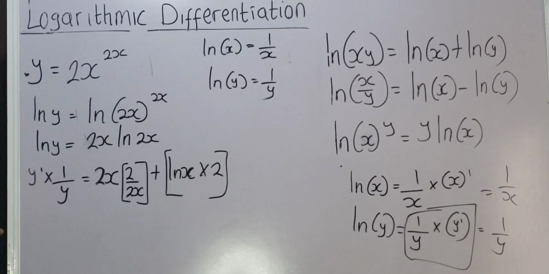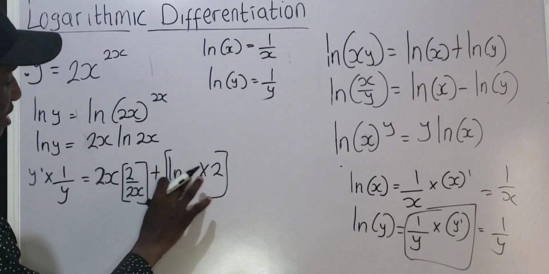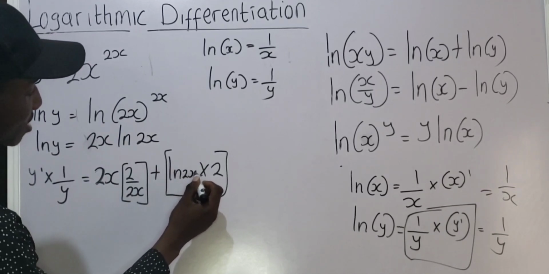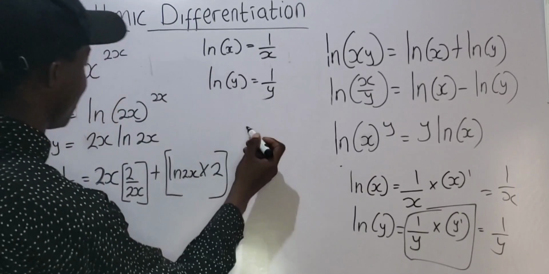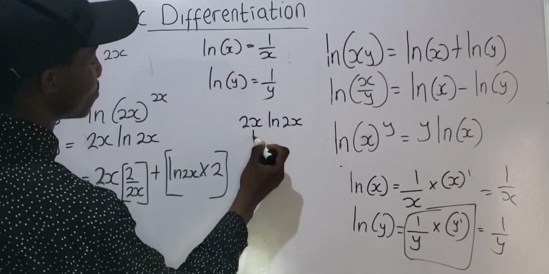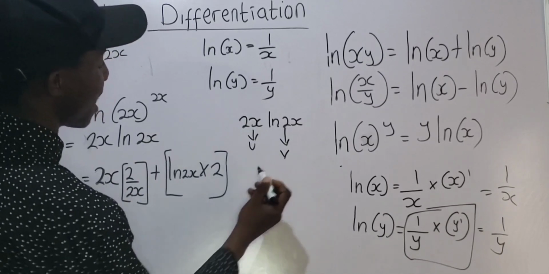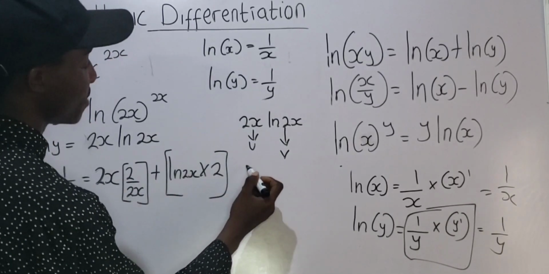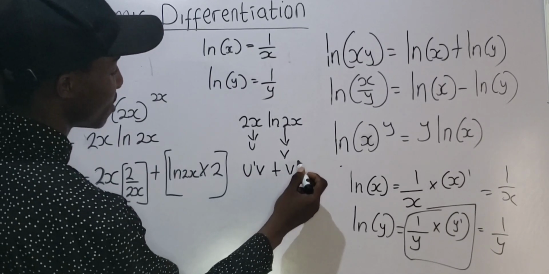Do you understand how I got this? This is ln 2x, so ln 2x multiplied by 2. It is very, very simple, okay? This is what I did. We are told to differentiate 2x ln 2x, right? This is u, and this is v. According to the product rule, it is the derivative of u multiplied by v plus the derivative of v multiplied by u.